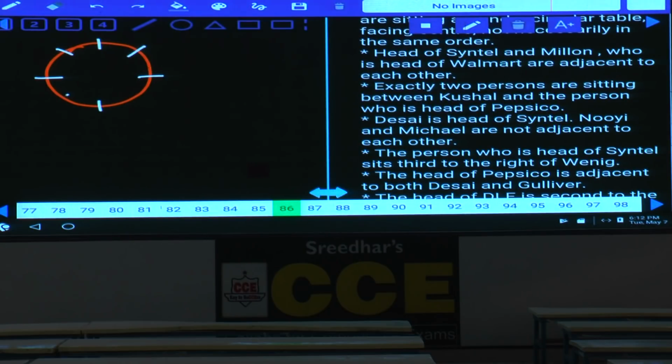5, 6, 7, 8. Then what is the first information we have? Head of Sintel and Millen. Who is the head of? Millen is the head of Walmart, and they are adjacent to each other. Yes, which 2 persons here?